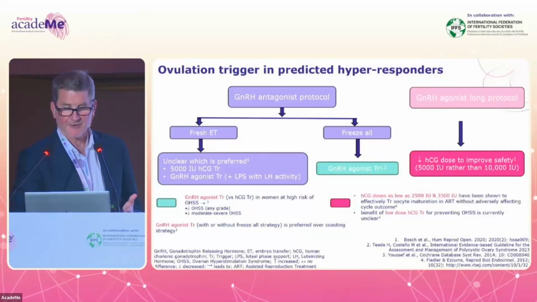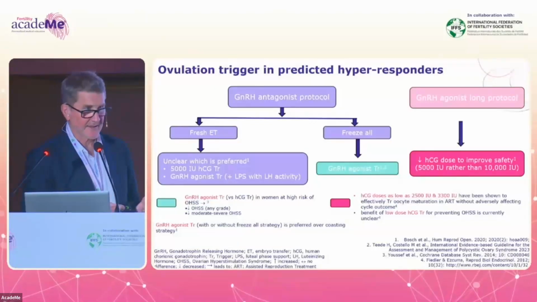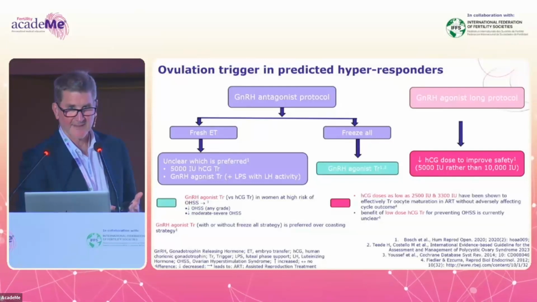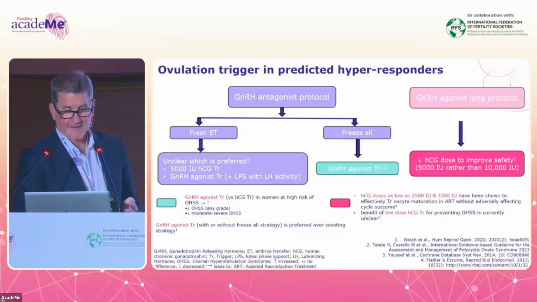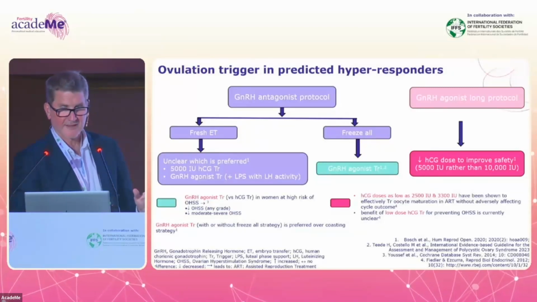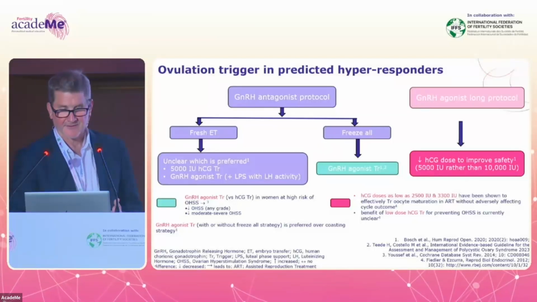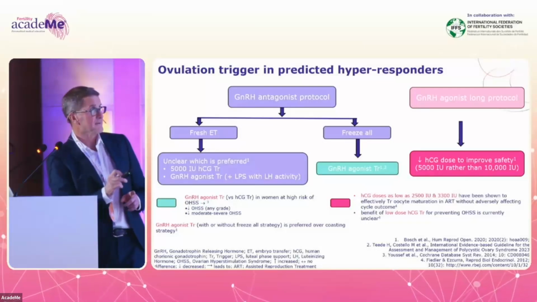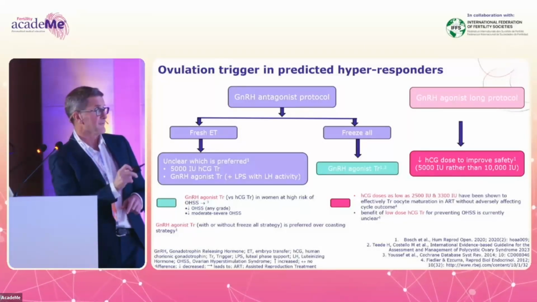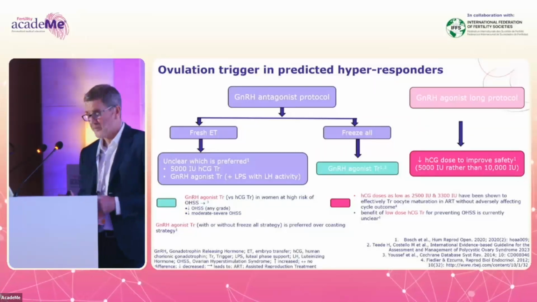The benefit of low-dose HCG trigger for preventing OHSS is currently unclear, because the current published studies are few in number, so the data is sparse, and they're also small studies, with small numbers of patients and treatment cycles, and therefore they're underpowered to detect a difference in OHSS rate. But the antagonist protocol is recommended, and whether you aim for a fresh embryo transfer or freeze-all is really an individualised decision between you and the patient.